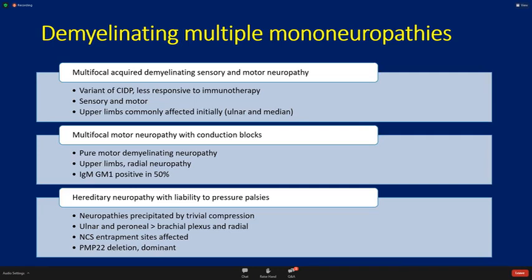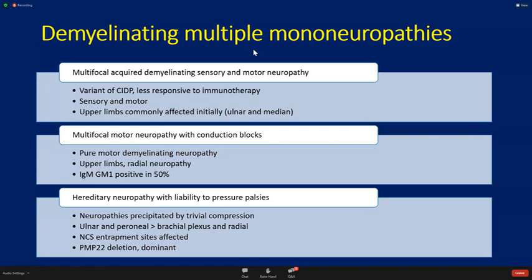MMN-CB is a pure motor demyelinating phenotype. Again, upper limbs are more affected and there is a propensity for radial neuropathy to occur. HNPP should be differentiated from the other demyelinating neuropathies. Here they will usually give a history of a trivial compression which has precipitated a neuropathy, usually in younger people, starting in adolescence. Ulnar and peroneal are more commonly affected, followed by brachial plexus and radial nerve. Median, for some reason, is spared.